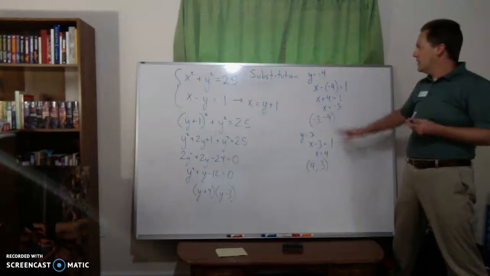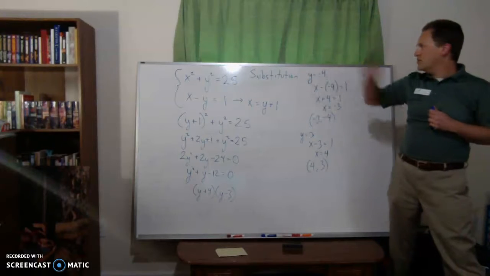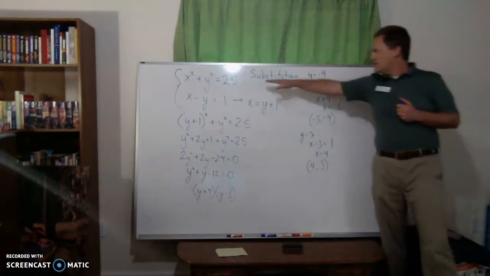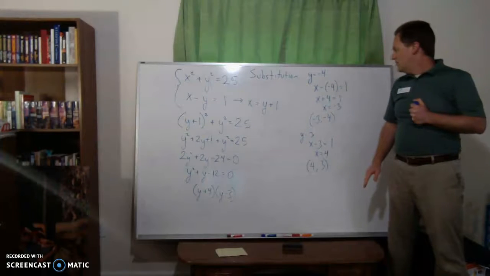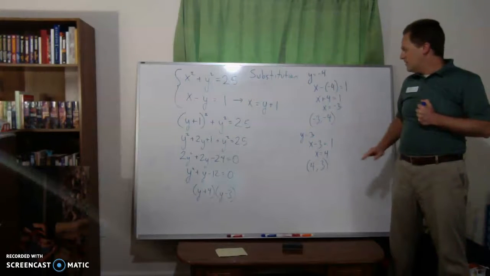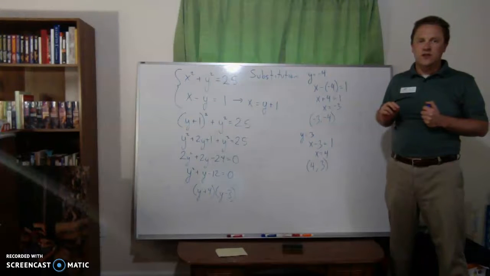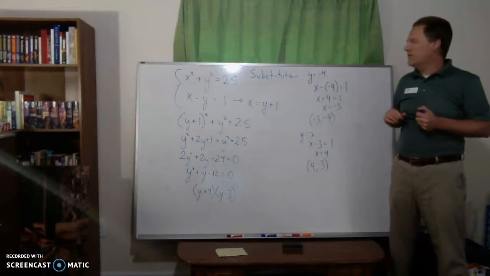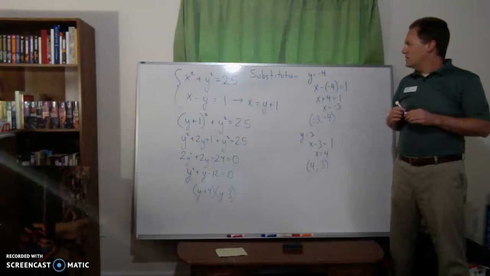And now we can double check both of these. Negative 3 squared is 9. Negative 4 squared is 16. 9 plus 16 is 25. Negative 3 minus a negative 4 is going to be 1. Awesome. Try this one. 4 squared is 16. 3 squared is 9. They add to 25. 4 minus 3 is 1. That works. And here, of course, is the problem.